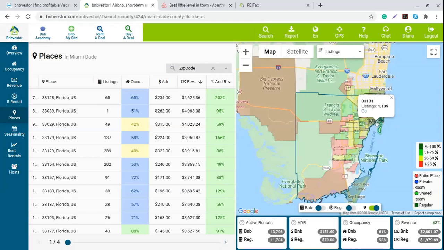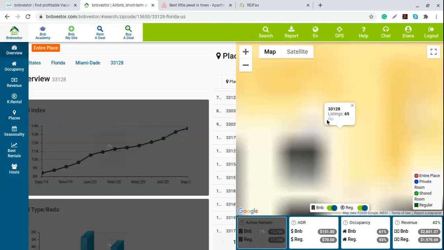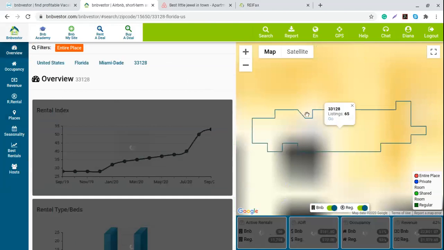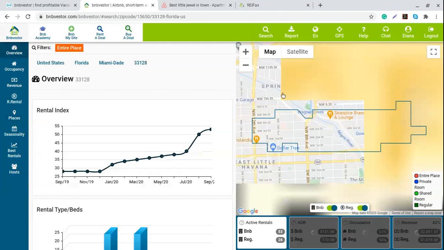And I can actually select it. There it goes. You can click right here, and we can enter the zip code and see the full information inside the zip code.